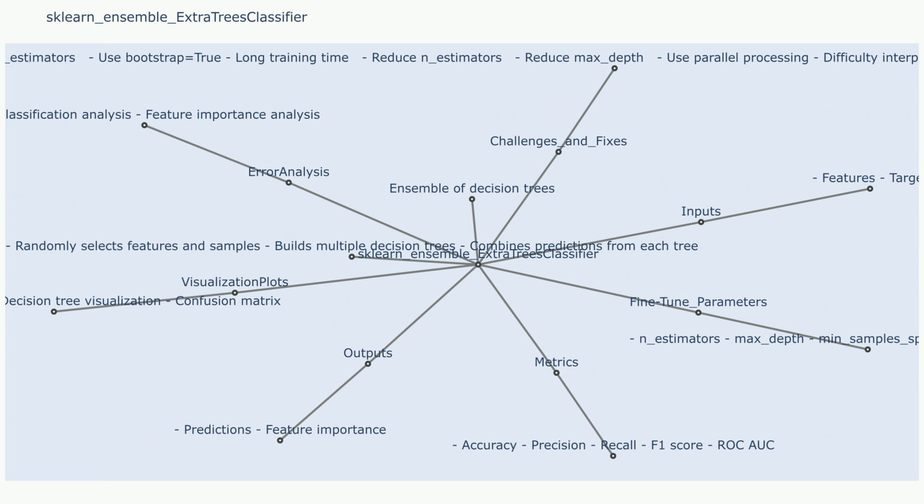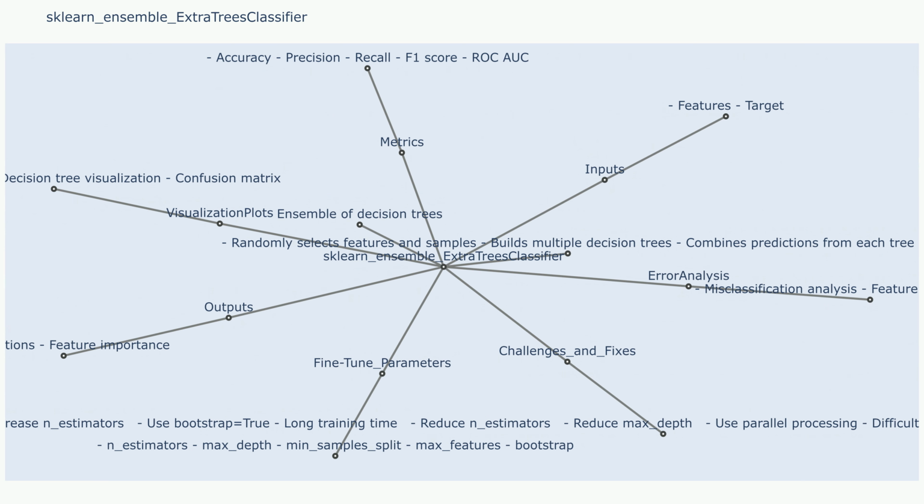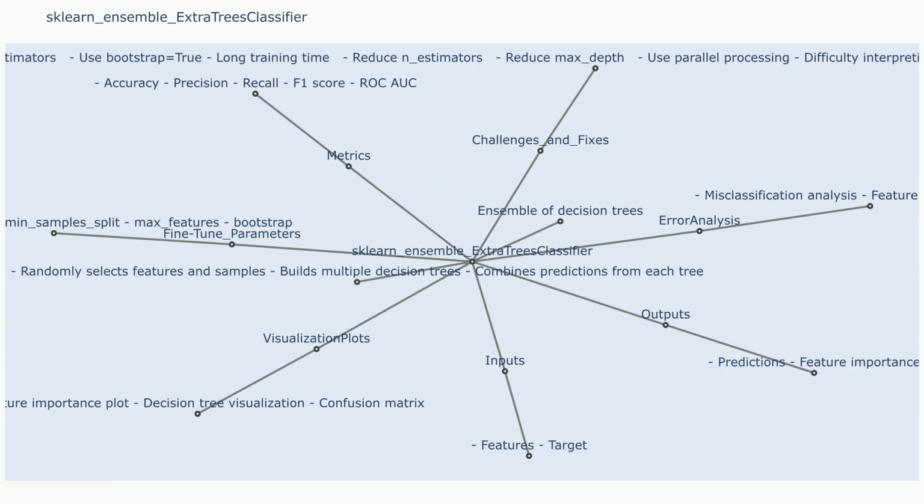Fine-tune parameters: n_estimators: the number of trees in the ensemble. Max depth: the maximum depth of each individual tree. Min samples split: the minimum number of samples required to split an internal node. Min samples leaf: the minimum number of samples required to be at a leaf node. Max features: the number of features to consider when looking for the best split.